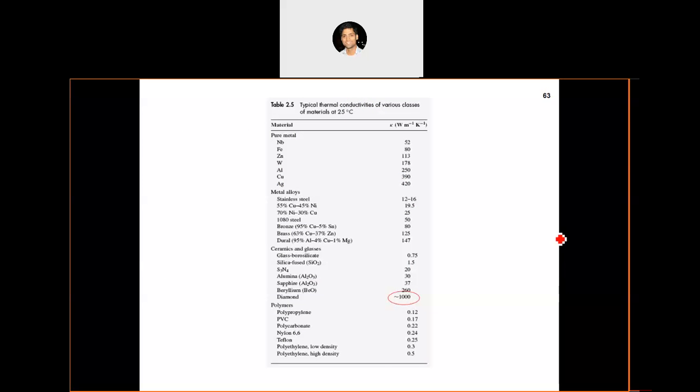You can see here that we have mentioned the thermal conductivity of some of the pure metals. It ranges from 50 to approximately 420 watt per meter Kelvin. Some of the non-metals have very low conductivity. In metallic alloys also, you can see that we can get up to 150 watt per meter Kelvin.